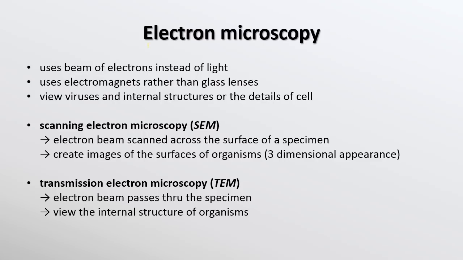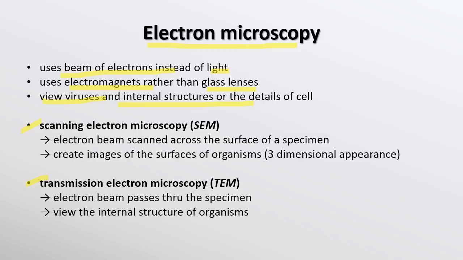Let's move on to the electron microscope. The electron microscope uses a beam of electrons instead of light, and it uses electromagnetic lenses rather than the glass lenses used in the light microscope. Usually the electron microscope is used to view viruses and the internal structures or details of cells. It can be divided into the scanning electron microscope and the transmission electron microscope.